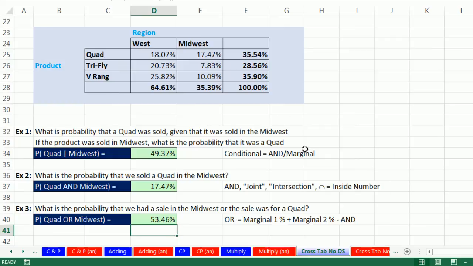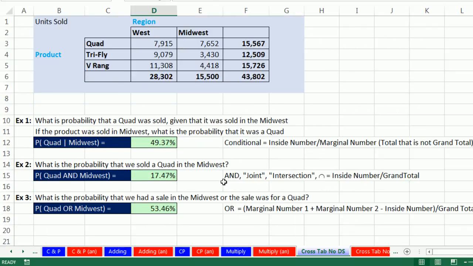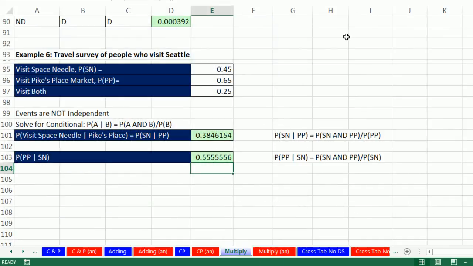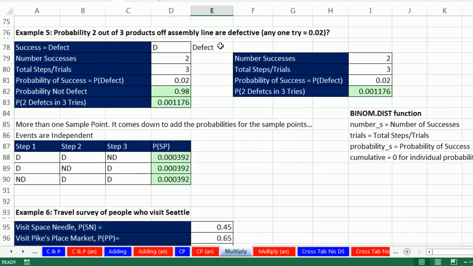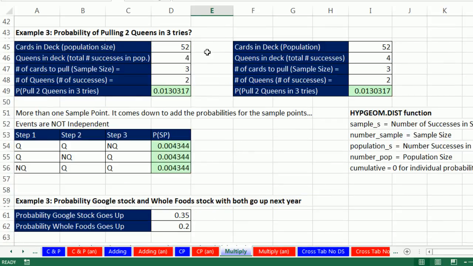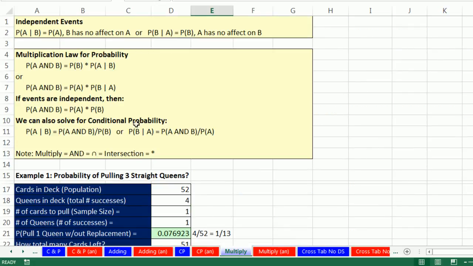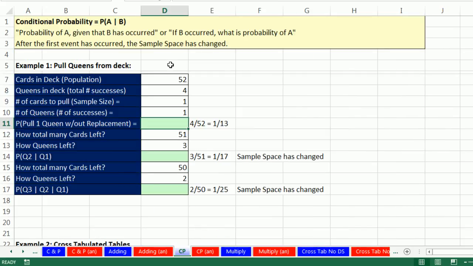All right, hey, this video was all about multiplying probabilities. We saw how to do conditional and or straight from a joint probability table, straight from a frequency distribution, crosstab. Back over on multiplying, we saw how to calculate conditional probability using the multiplying rule. We saw how to multiply if the events are independent. For our queen example, we saw how to multiply when the events are not independent. There's our multiplying law. We talked about independence, and we even back over on CP talked about conditional probability.